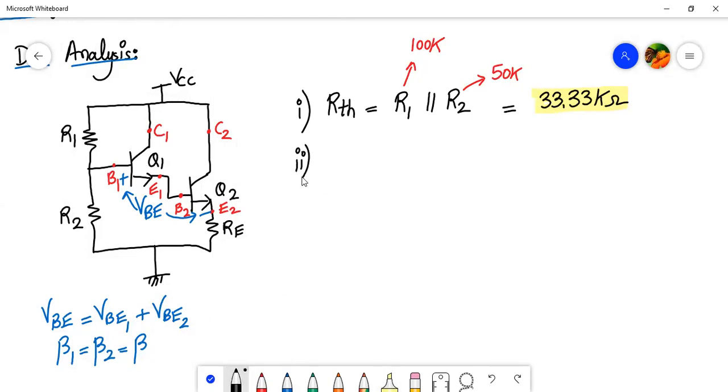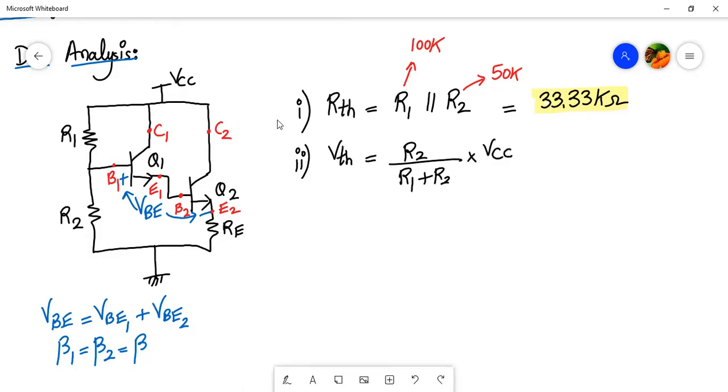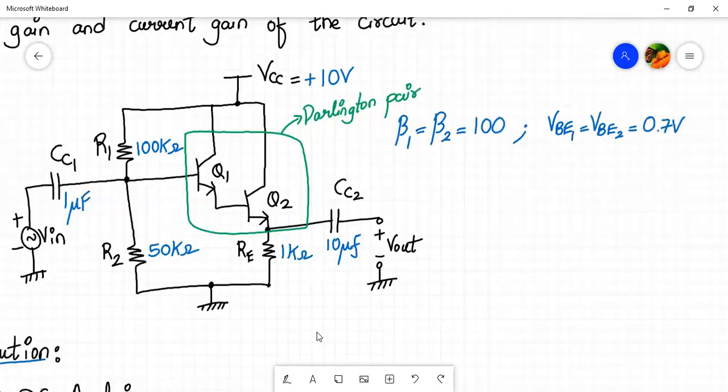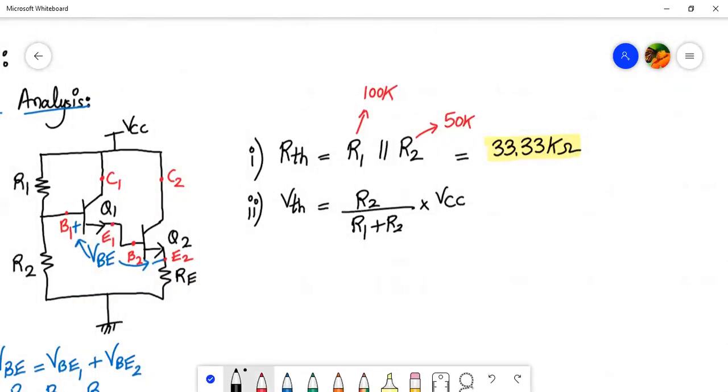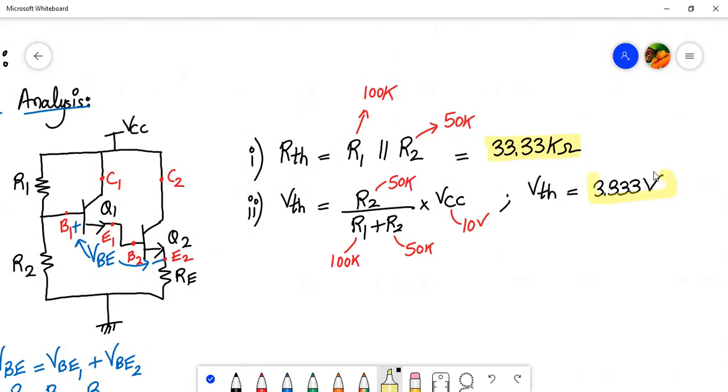Now, next we calculate the value of VTH. So VTH will be given by R2 divided by R1 plus R2 into VCC. All right, let's check it out. How much is the value of VCC? VCC is 10 volt. Your R1 value is 100K and R2 value is 50K. So substitute these values in the calculator and you will get the value of VTH as close to 3.333 volt. All right. So that's the value of the Thevenin's equivalent voltage.